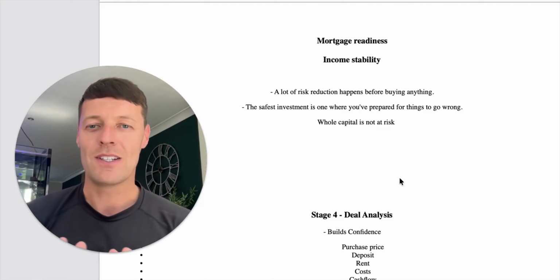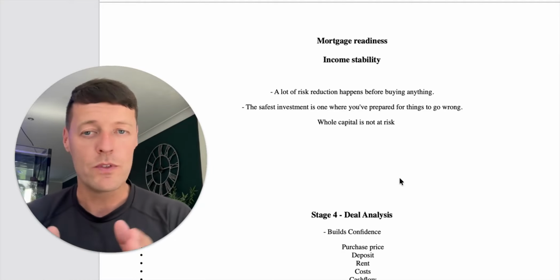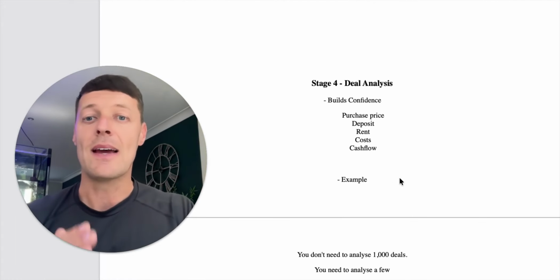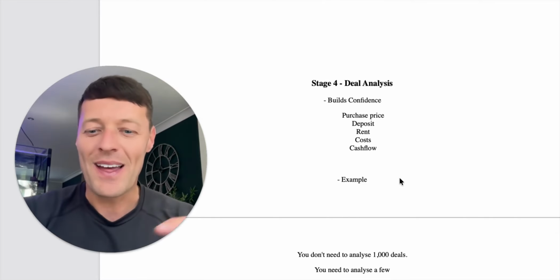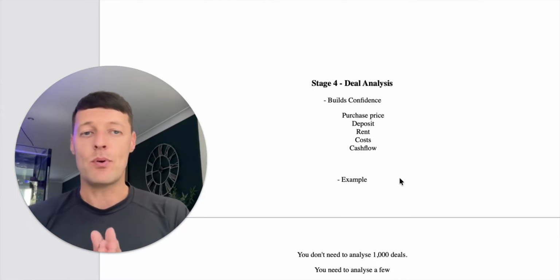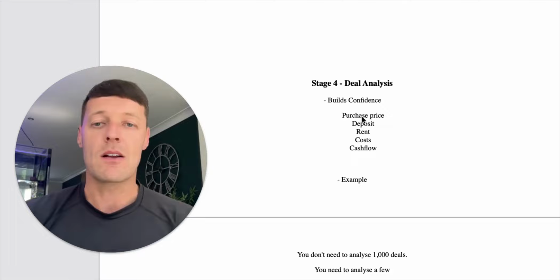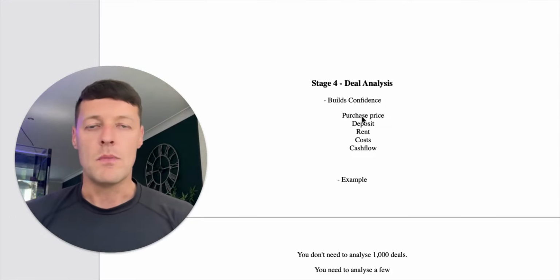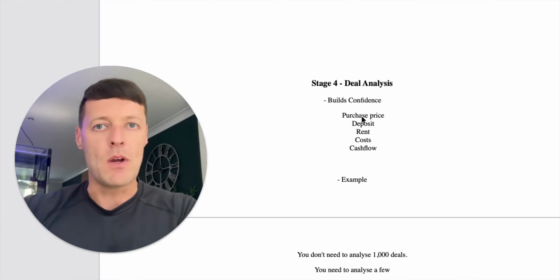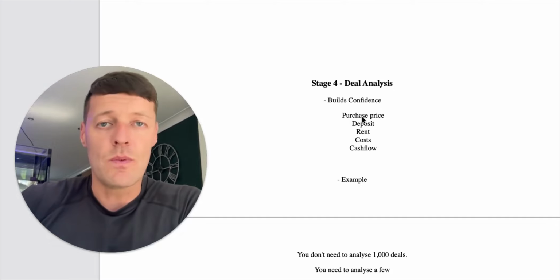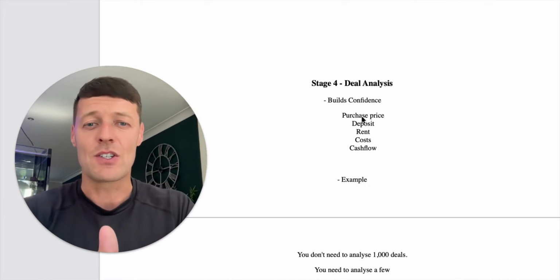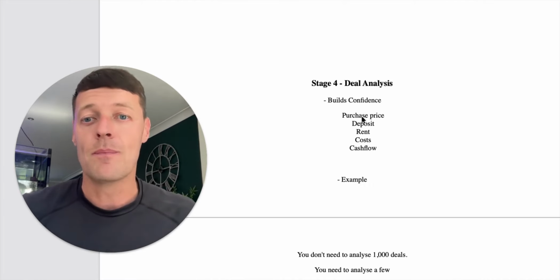Now, once you've got your financial situation under control and you're comfortable and happy with where that is, then you can move on to stage 4, which is deal analysis. This is where a lot of people do not have any confidence. So it's really important that you understand these things to build that confidence. Most of the new property investors that I work with, this is the part that we provide most of the help with, because they just don't feel confident doing it themselves, and they feel like if they are going to mess up, this is the part of the whole thing that they're going to get wrong.